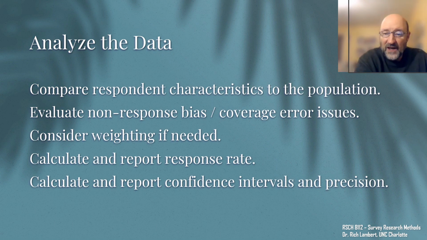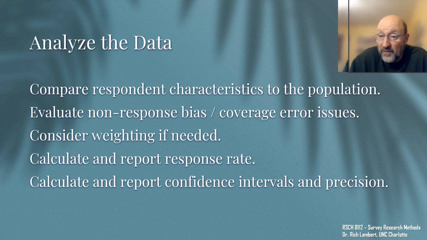Then analyzing the data, there are some basic things we always do in survey research. We compare the respondent characteristics to the characteristics that we know about in the population. This helps us understand, did we have a representative sample or not? So what we're basically doing is evaluating whether there was any non-response bias or any coverage error issues.